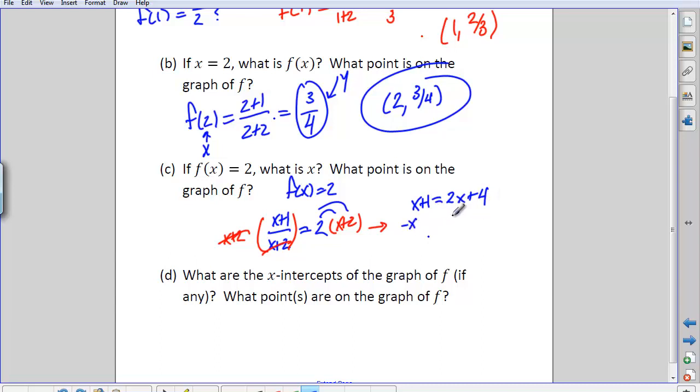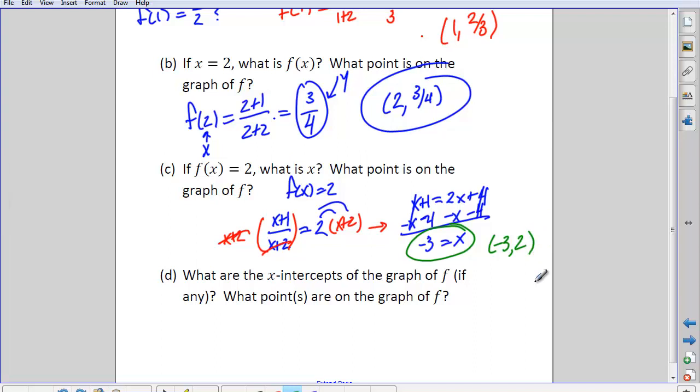Subtract an x from both sides. And then subtract a 4 also. And we get 1 minus 4 is negative 3. 2x minus x is x. And there's our x value there. If f of x is 2, that means we plugged in an x value of negative 3. What point does that correspond to? Okay, here's our x value, negative 3. The y value, f of x is 2, so the y value is 2. There's our point.